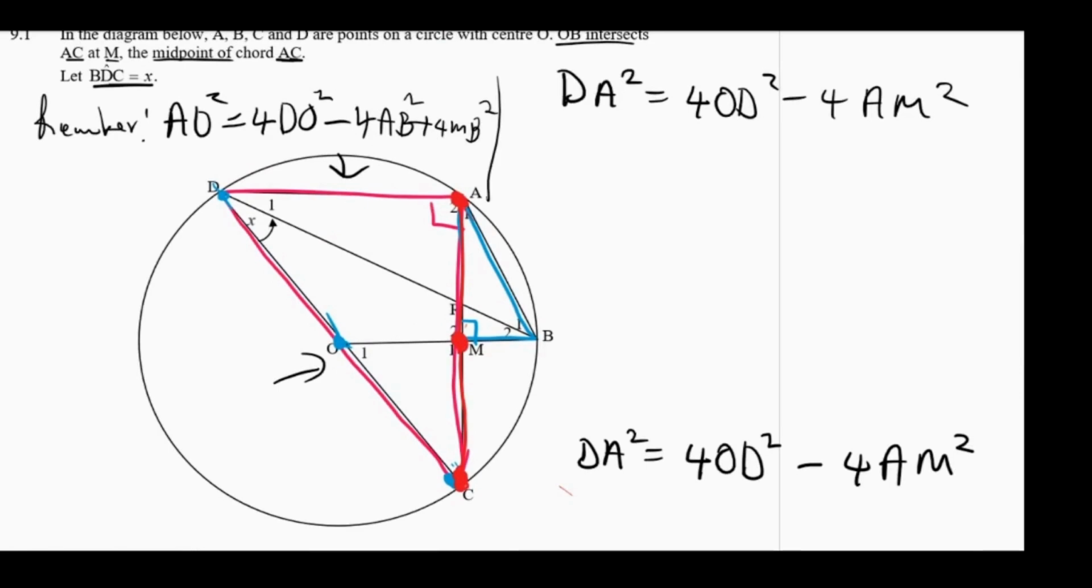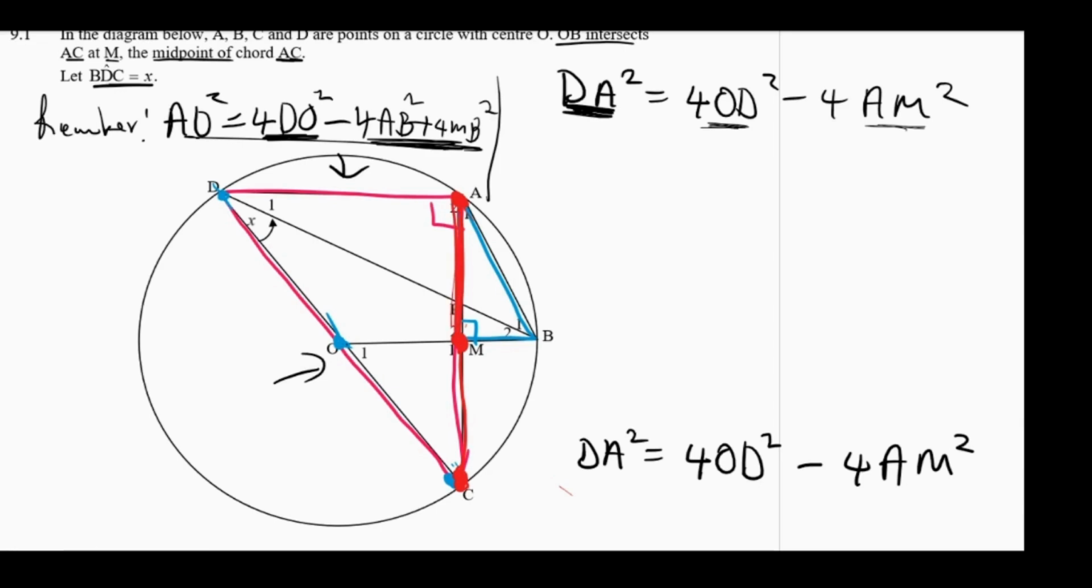We are asked to prove this, right? So now we're having AD, or DA rather, squared is equal to 4OD squared, which is this one here. So we already covered that portion, but AM is not part of the equation, as you can see here. So there's no AM, so we need to substitute it with something. We know that AM belongs in both triangles. It also belongs to the small triangle, right?